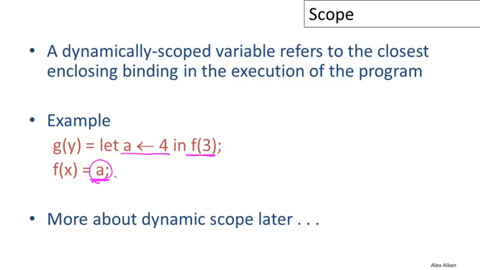And the question is, what is the value of a here? Well, if we're dynamically scoped, then it's going to be the value that was defined in g, and here f of x will actually return 4. That'll be the result of this call, because this reference to a will refer to this binding, or this definition, of a in g. And we can't say much more about how dynamic scope works until we talk in a little more detail about how languages are implemented. So we'll talk about dynamic scope again a little bit later on in the course.